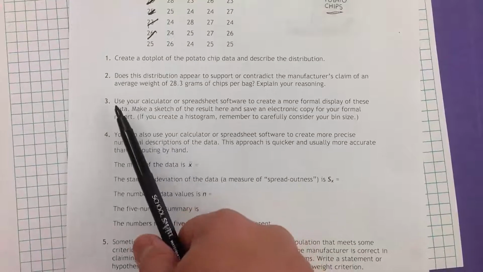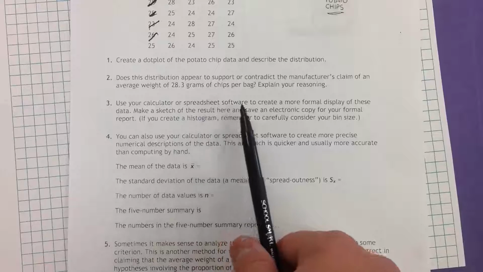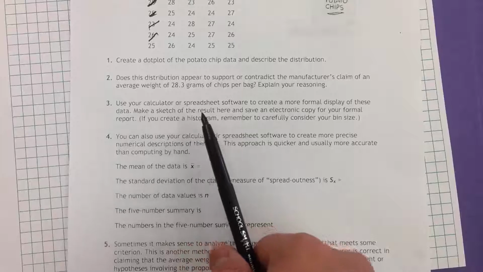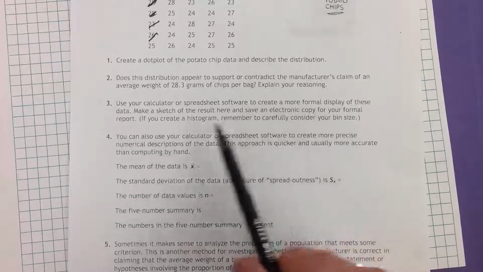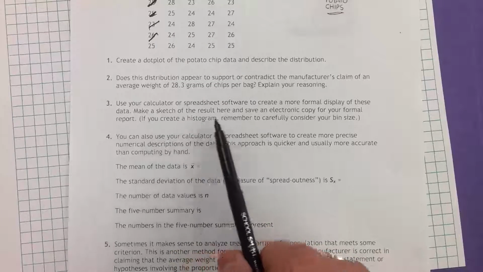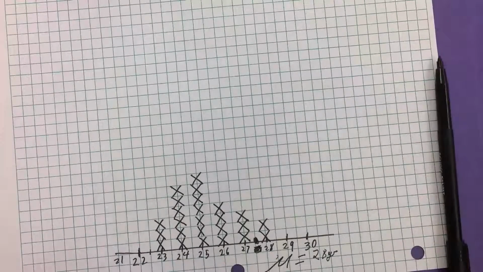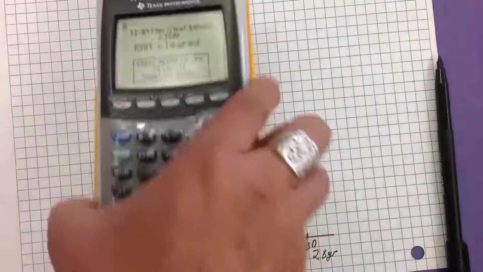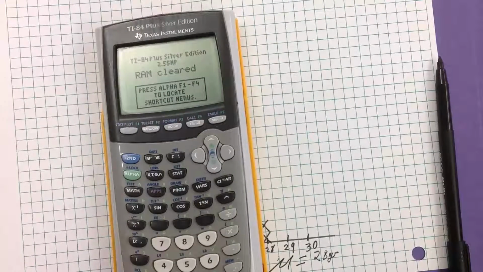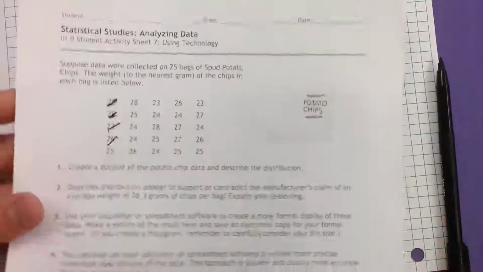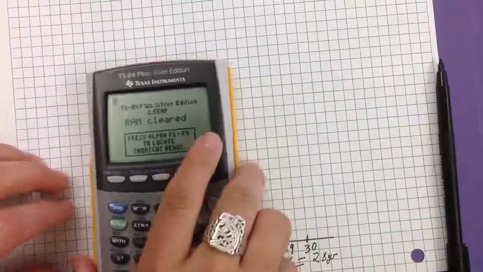Okay, so now on number 3, they're asking us to use your calculator or spreadsheet software to create a more formal display of this data. Make a sketch of the results here and save the electronic copy. If you create a histogram, remember carefully considering your bin size. Now take a look at this. I have the TI-84s. TI-83s can do this also, but this is what we do with it. Unfortunately, because I marked it up, on our own sheets when we do this, we should not start marking these because we're going to need that data anyway.